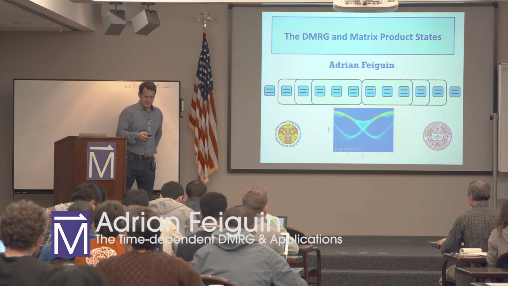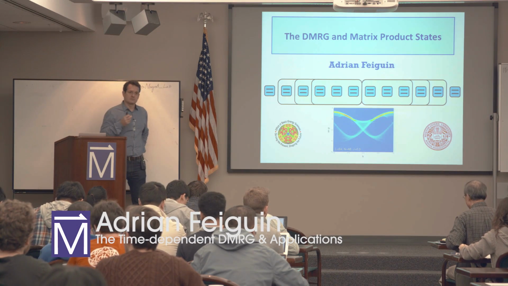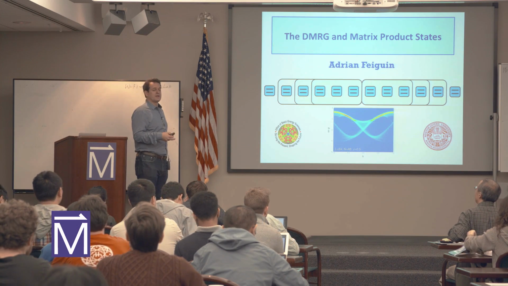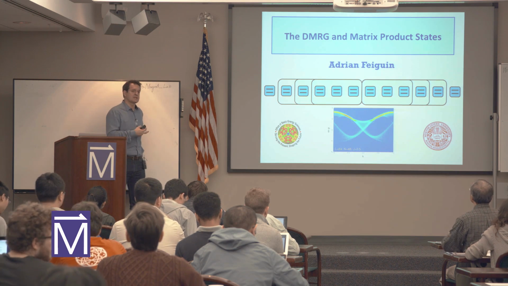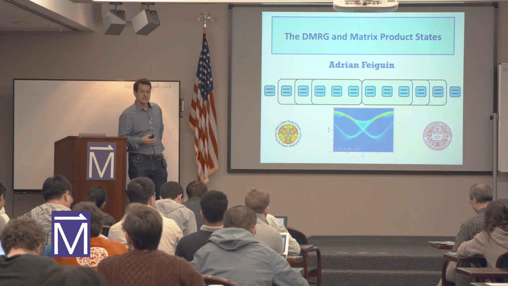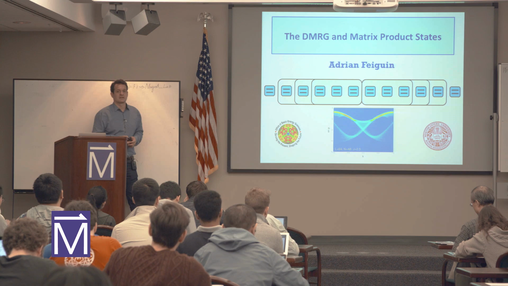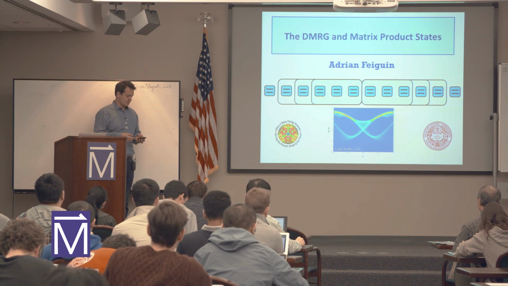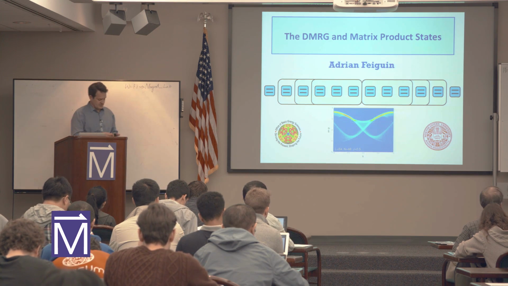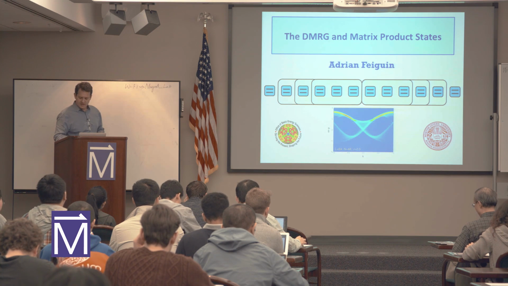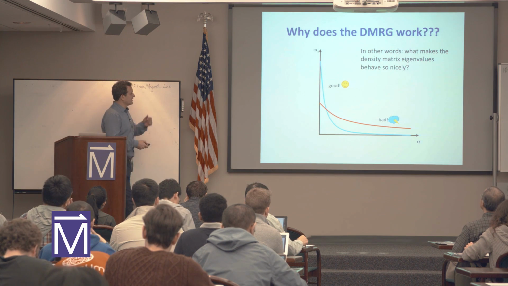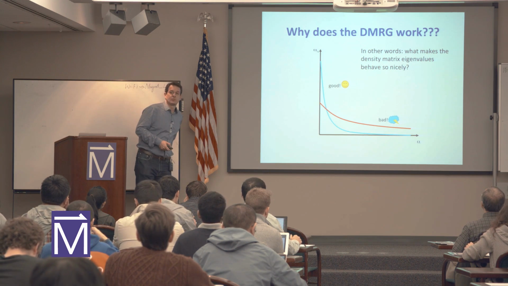All right, so today I want to continue with the discussion of DMRG in terms of matrix product states. I also talk about time-dependent DMRG, and then give you some physical examples that we haven't discussed. Yesterday I left off with the question: why does the DMRG work?